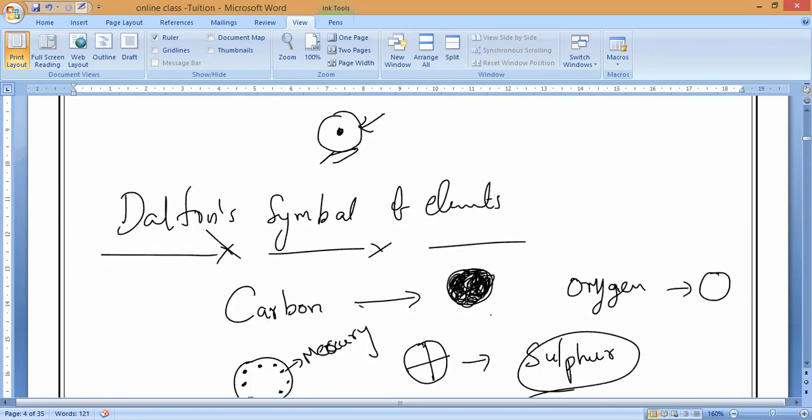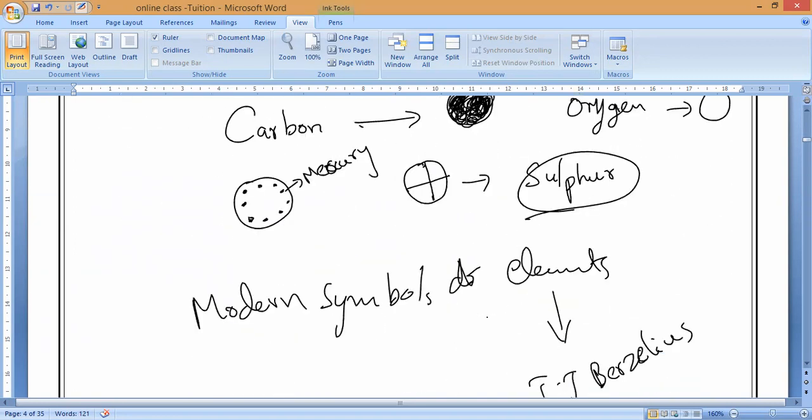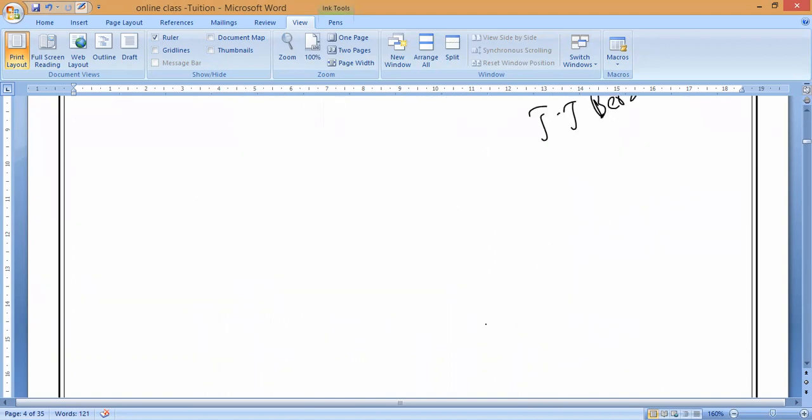See, this Dalton symbol of elements is only for historical purpose. There is no more use of that one. Now, modern symbol of elements. What is that? The first letter, or the first letter and another letter, of the English name or Latin name of the element. That is called the modern symbol of elements. So all of you write modern symbol of elements.